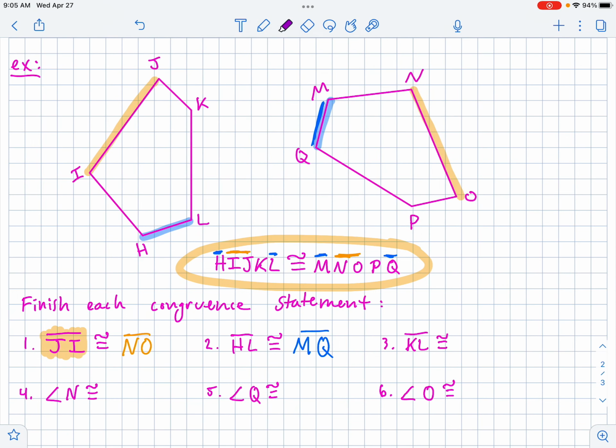Now for KL, it is this side right here. It's almost the longest side and it's touching the blue. So I think that's the same thing as QP. Let's check it in the congruency statement. KL are the second and last letters. So that will be the same as PQ, which does match up with my diagram. So this is PQ.